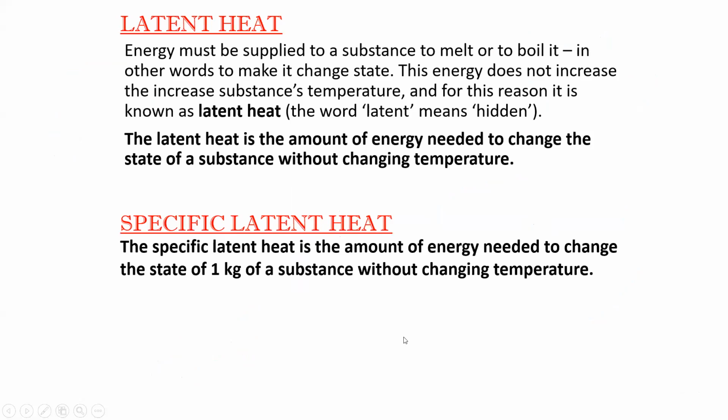And the formula is energy divided by mass. Is the concept of latent heat and specific latent heat clear? Specific latent heat is for melting 1 kilogram, and latent heat is for the total object. How much energy is needed to melt the whole object, we call latent heat. But how much energy is needed for 1 kilogram of that substance, we call specific latent heat. You have to learn these definitions for latent heat as well as specific latent heat.